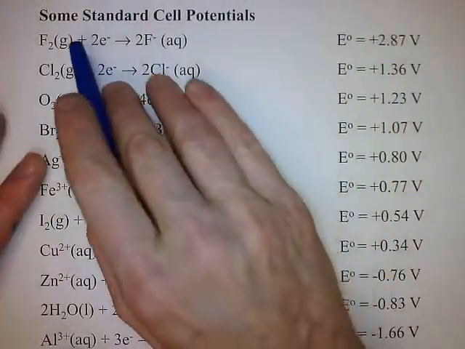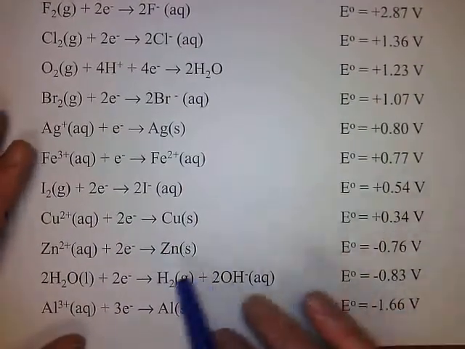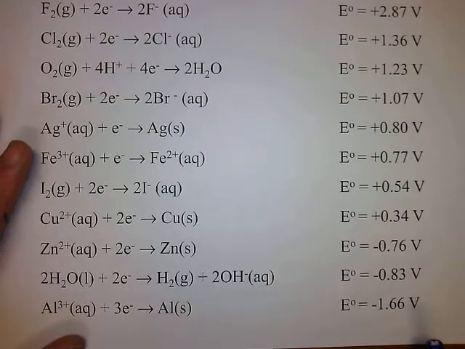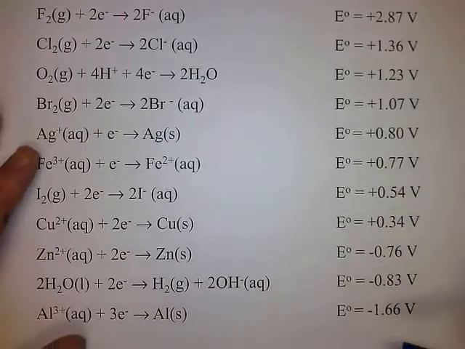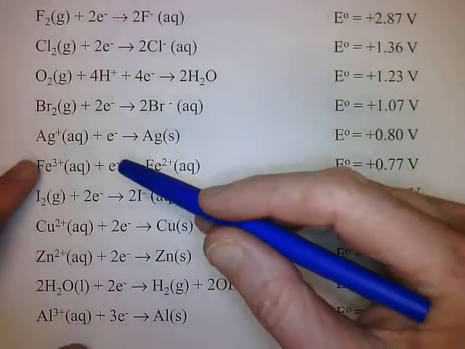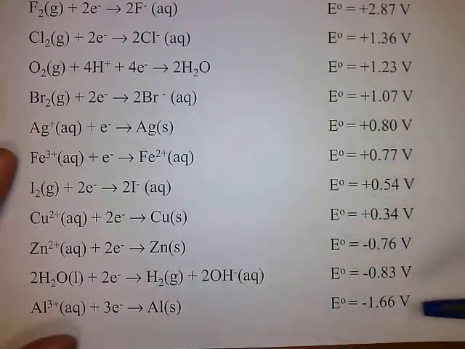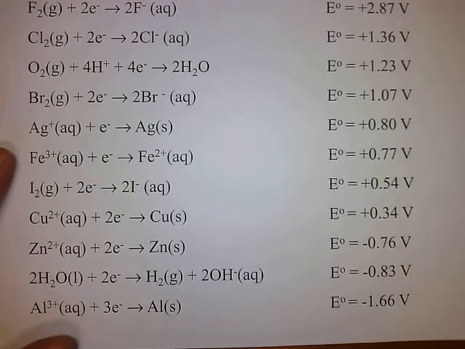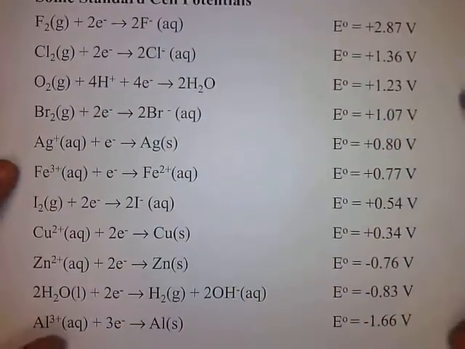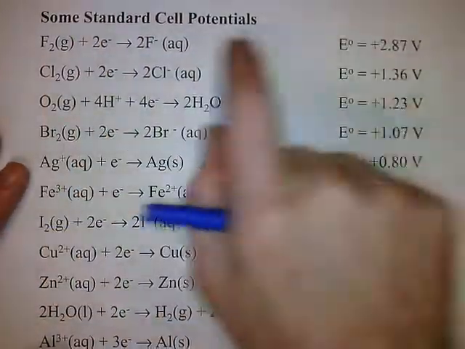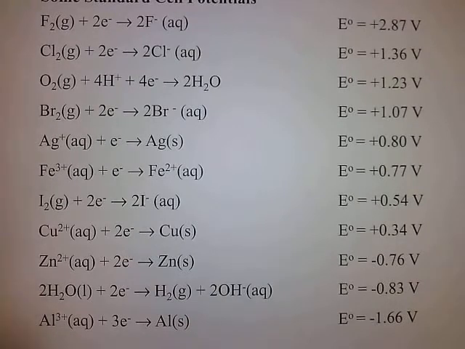So the things at the top have a strong tendency to be reduced, and the things at the bottom have a tendency to be oxidized. So this is moving down. This is decreasing tendency to be reduced. And if we reversed all the reactions and made oxidations, then they would decrease going bottom to the top. So things that have a strong tendency to be reduced, the way it's tabulated here, are at the top. So this is decreasing tendency to be reduced.